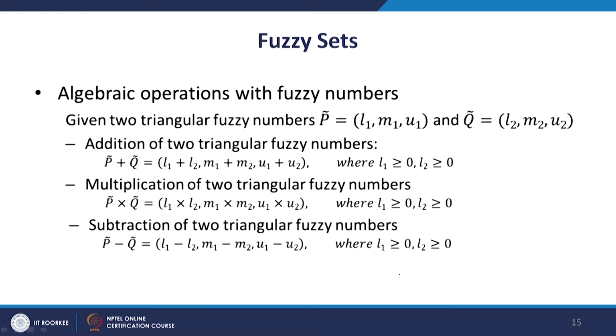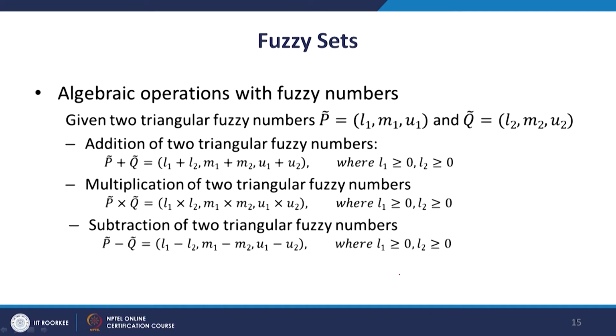Similarly, we can move to another algebraic operation with fuzzy numbers, that is multiplication of two triangular fuzzy numbers. So, p tilde multiplied with q tilde can be given as multiplication of L1 and L2, the second parameter being multiplication of M1 and M2, and the third parameter being multiplication of U1 and U2, where L1 and L2 both are greater than or equal to 0. So, this is how fuzzy multiplication can be defined.